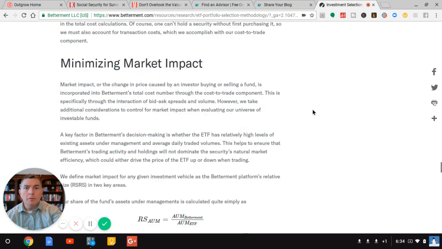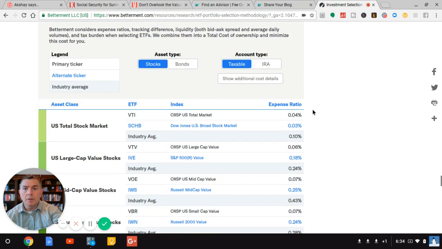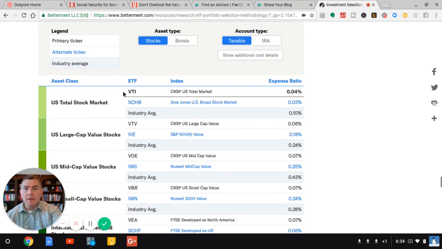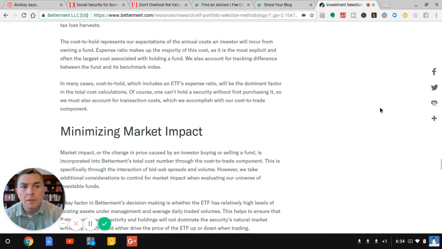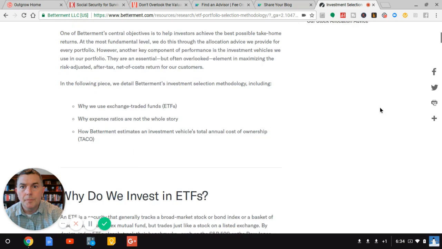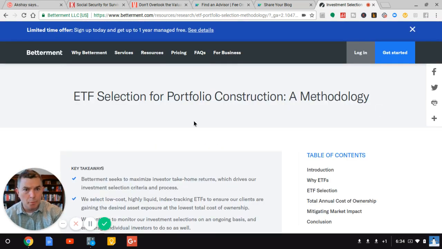Oh, here we go. This is exactly what I was looking for. Here's their stocks. They're using Vanguard, total stock index. They're using Schwab here, iShares, Vanguard. So they're basically using the biggest ones that are out there. So that's good. And here's a bunch of ETF selection for portfolio construction.